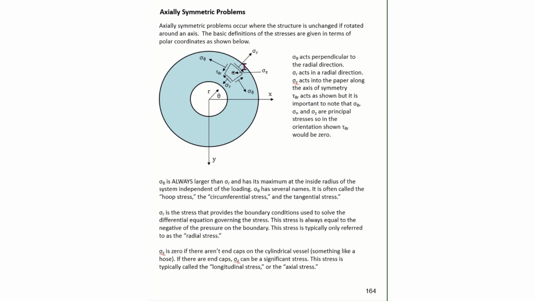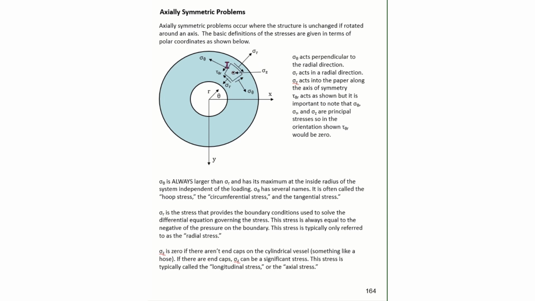The radial direction starts at the center of the cylinder and goes in a radial direction outward. When we have stress in this direction, we call it simply the radial stress, and we give it the symbol sigma r. Now, acting down along the axis, so into the page, is sigma z, and we call sigma z the longitudinal or the axial stress, and we give it the symbol sigma z, and again it would be acting into the page.